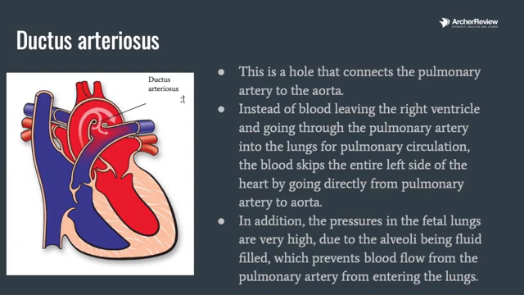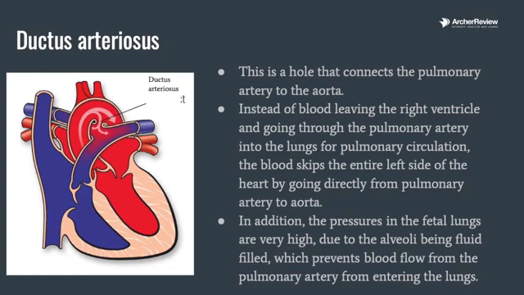So instead of blood leaving the right ventricle, going through the pulmonary artery and into the lungs for pulmonary circulation, as it does in you and I, the blood is going to skip the entire left side of the heart. It's going to go through the right ventricle, over, it's going to try to go through the pulmonary artery, but it's going to mix in that PDA, go into the aorta, into the systemic circulation side. So instead of passing into the lungs from the pulmonary artery, the ductus arteriosus allows it to bypass the lungs and just go directly into systemic circulation.